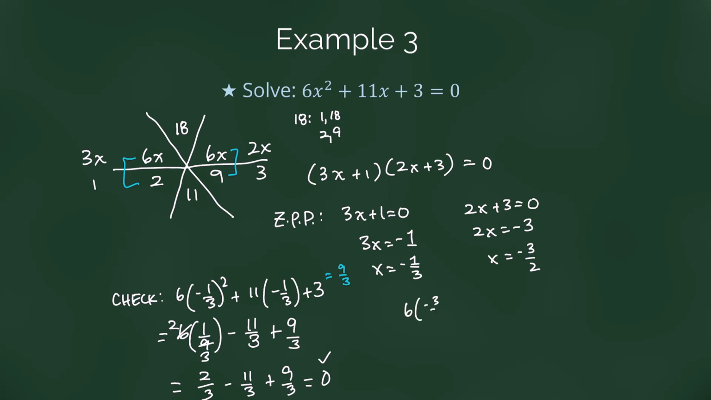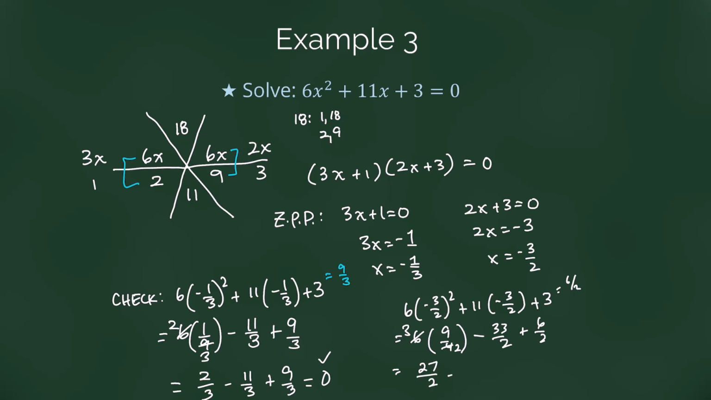So we get 6 times negative 3 halves squared plus 11 times negative 3 halves plus 3. That is 6 times 9/4 minus 33 halves. 3 is 6 halves, so I'll put plus 6 halves here. The 6 and the 4 are both divisible by 2, so we rewrite that as 3 and 2. And we get 27 halves minus 33 halves plus 6 halves. And since 27 plus 6 is 33, this does in fact equal 0.